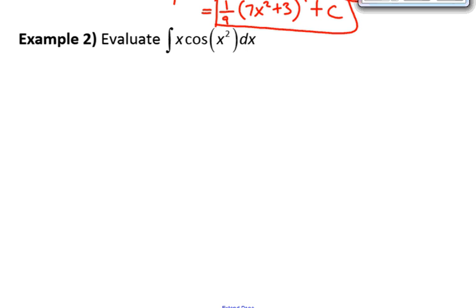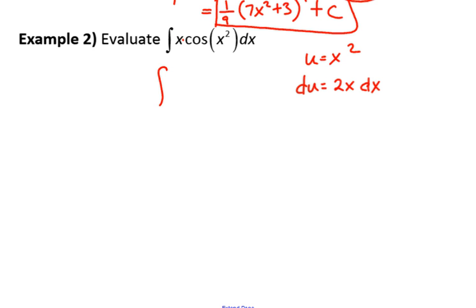Okay, second example here, a little bit different. So I have x times cosine of x squared. Now the inner function here is x squared. And when I take du, you get 2x dx. So I've got part of this. I've got the x sitting here, and I want to rewrite this.